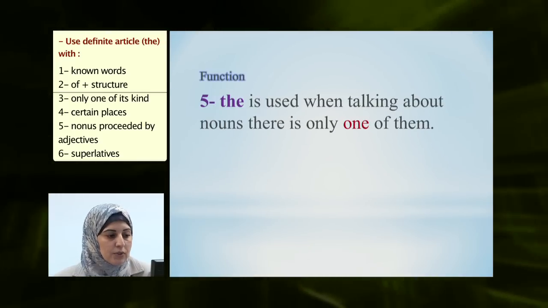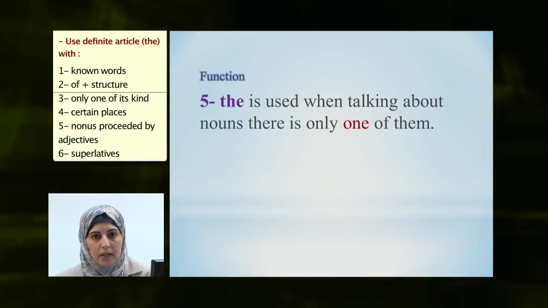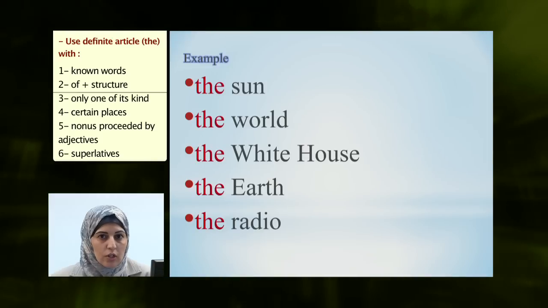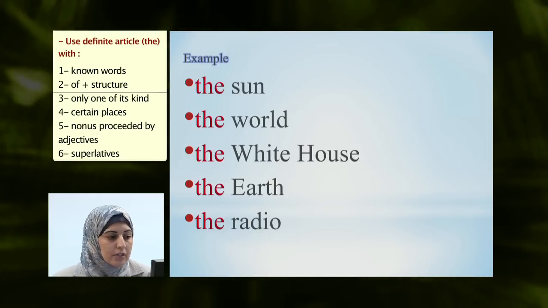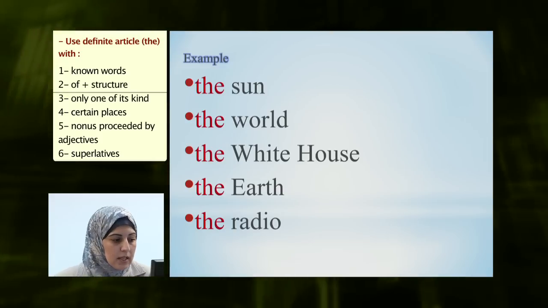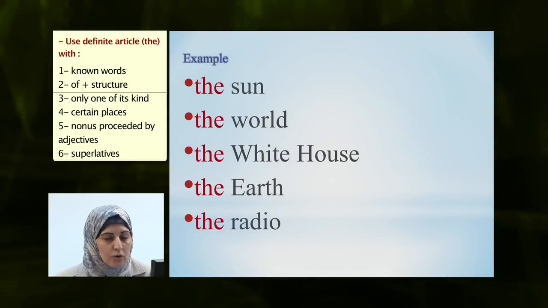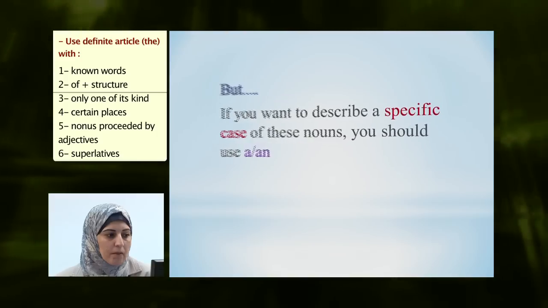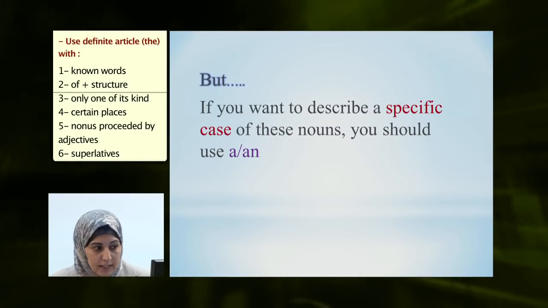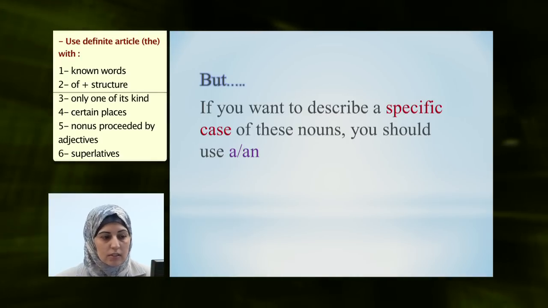Number 5, the is used when talking about nouns. There is only one of them. So there is only one sun that we know. So you say the sun. And there is only one world. So you say the world, and the White House, and the earth, and the radio, because they are again known for everyone.